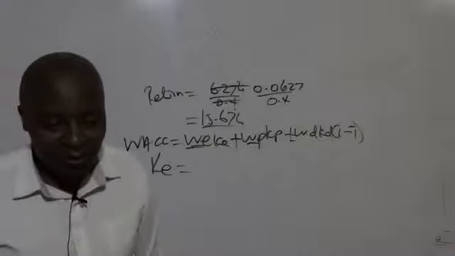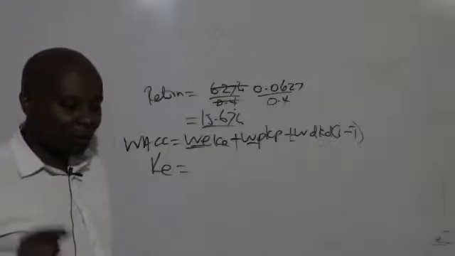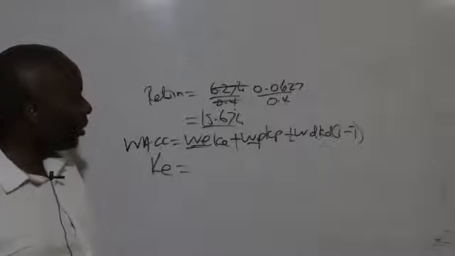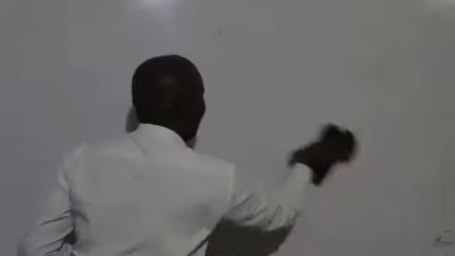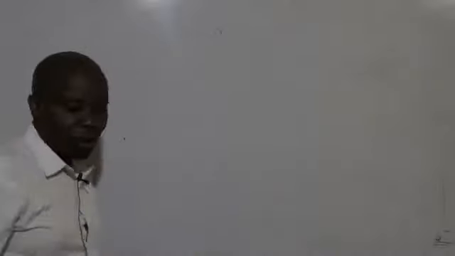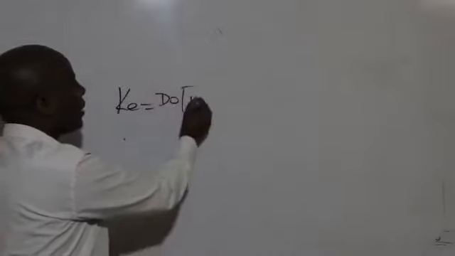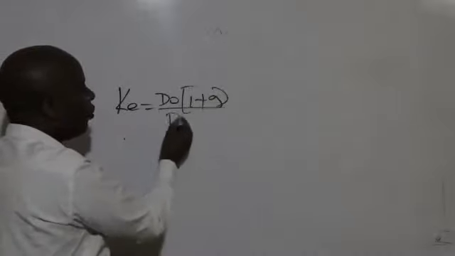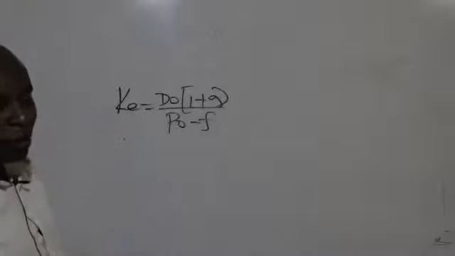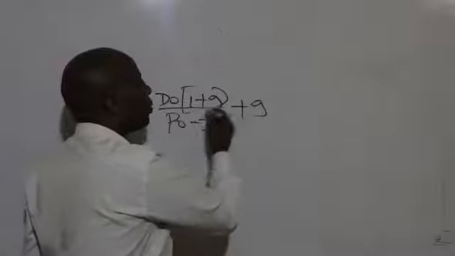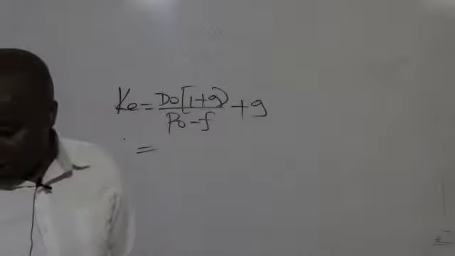So cost of equity, we are getting cost of equity. I'm sure there are students who are very tired, but cost of equity is not a problem so long as I remember D0. My cost of equity will be equal to D0 into 1 plus G, all over P0, minus the flotation cost, plus the growth rate. So please go ahead and substitute and give us the cost of equity.